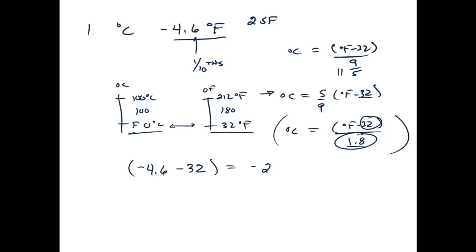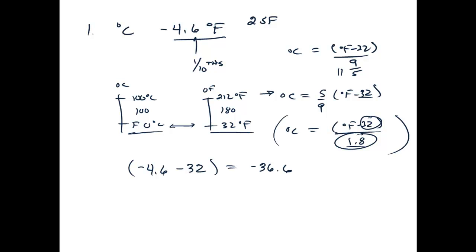That's not correct. Let's try that again. Negative 4.6 minus 32, negative 36.6. There we go. I forgot the negative sign. All right, negative 36.6. Now, how many significant figures should be in this number?